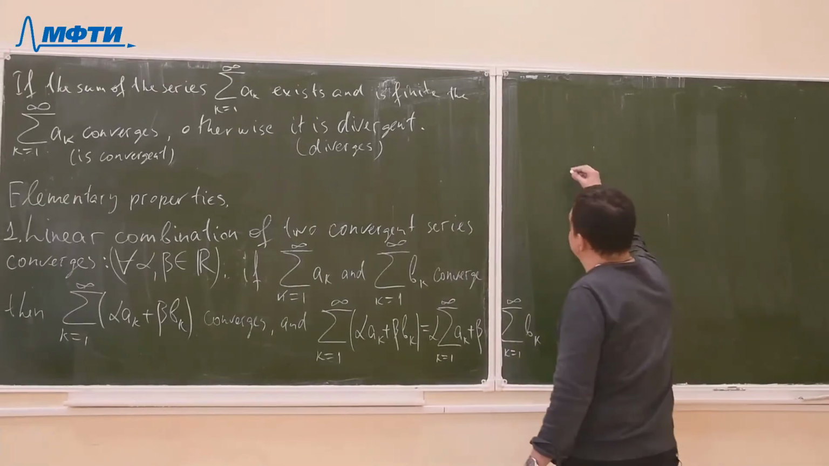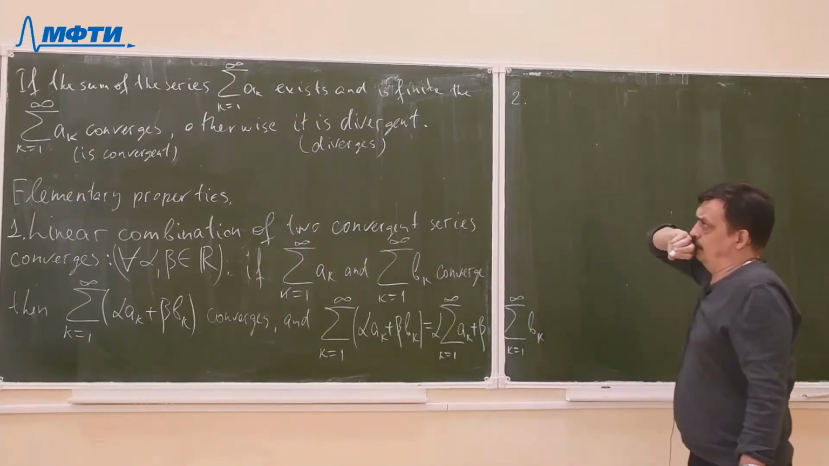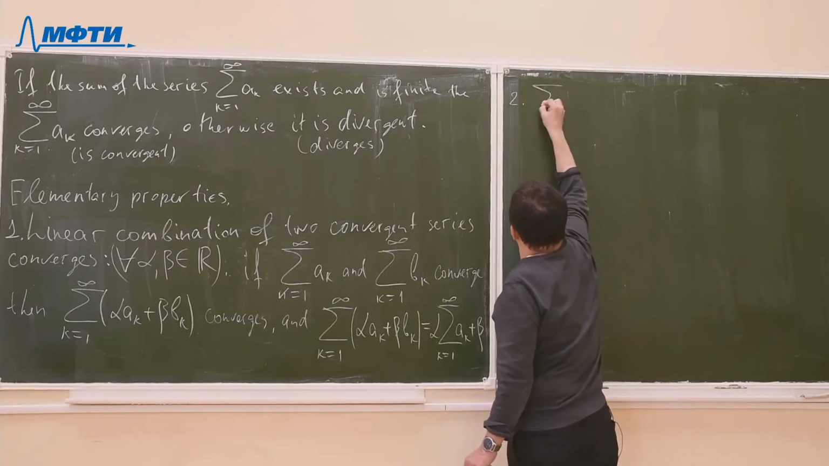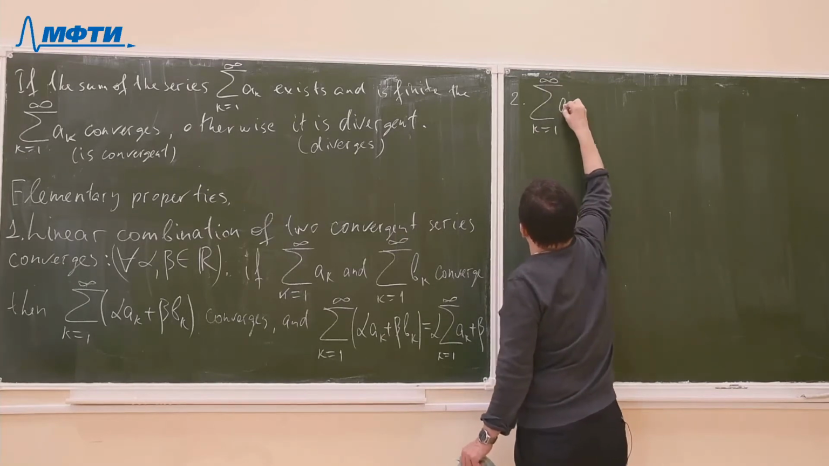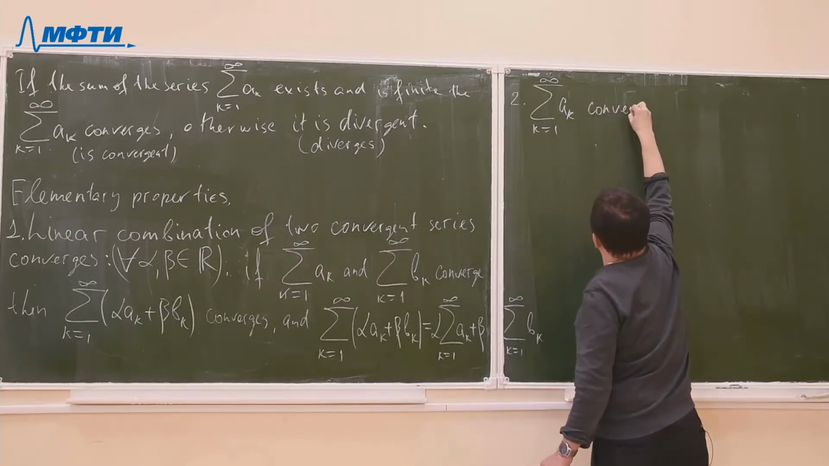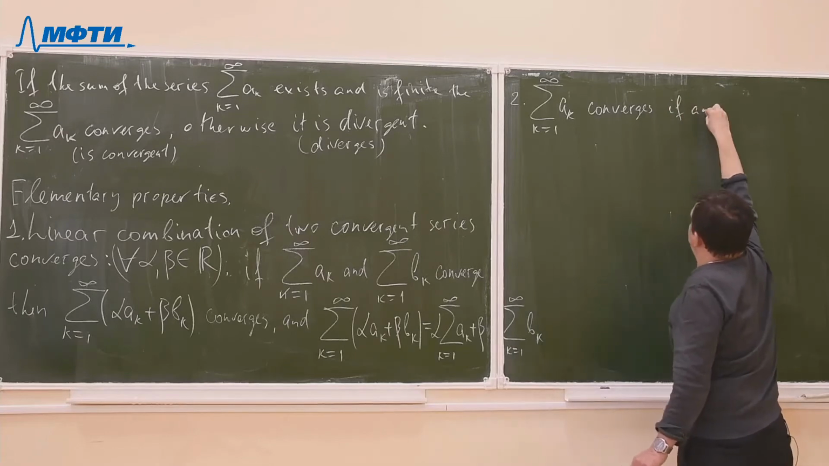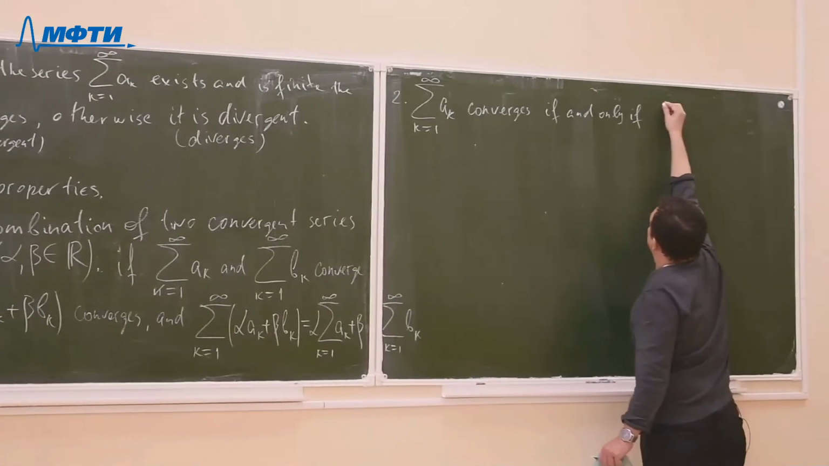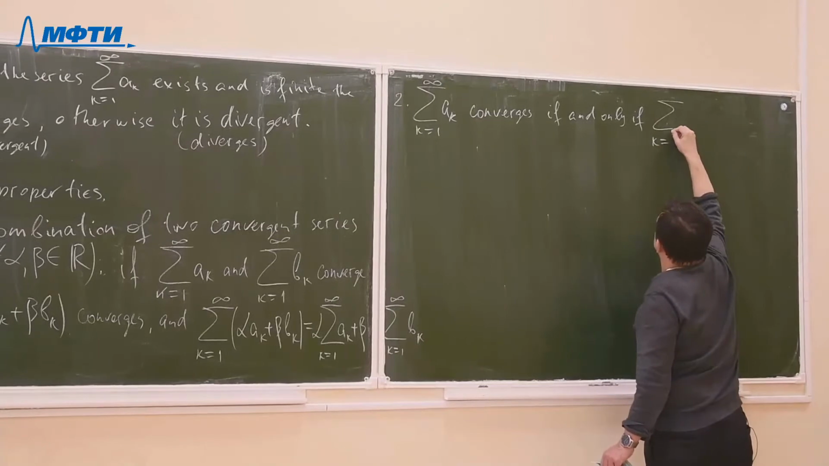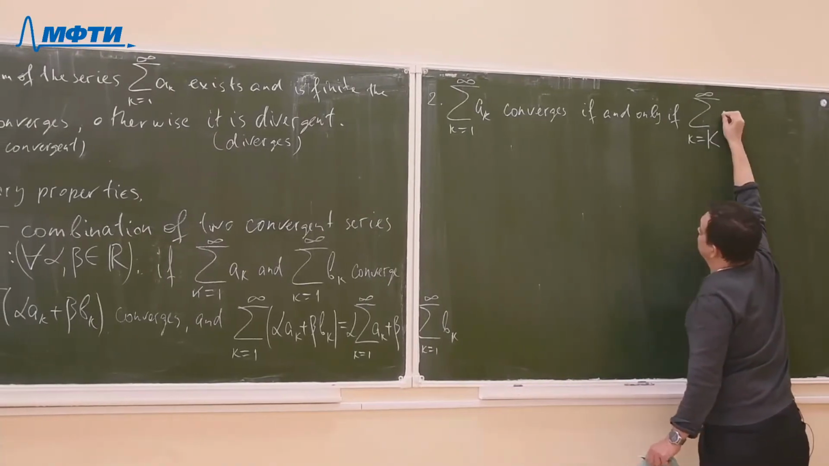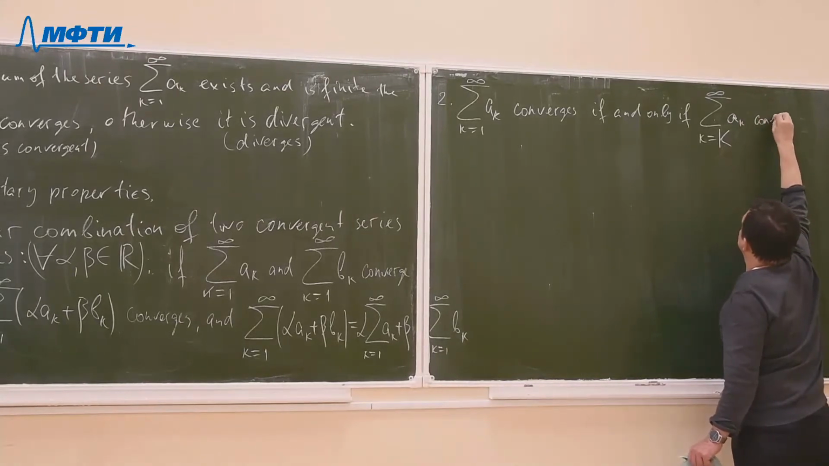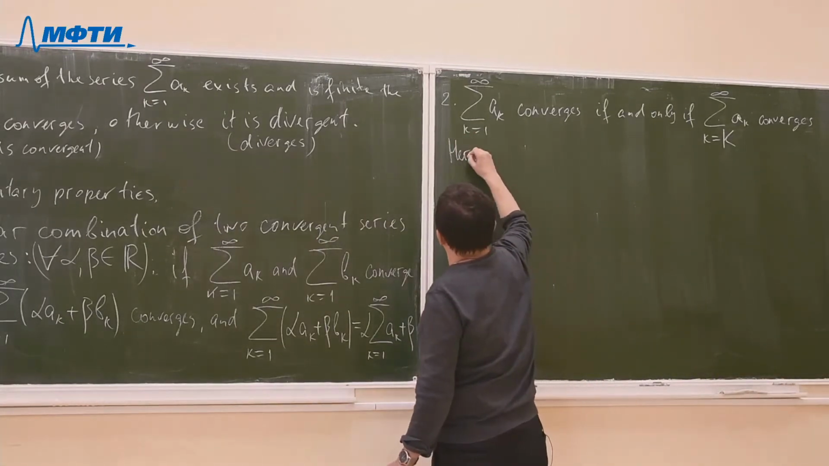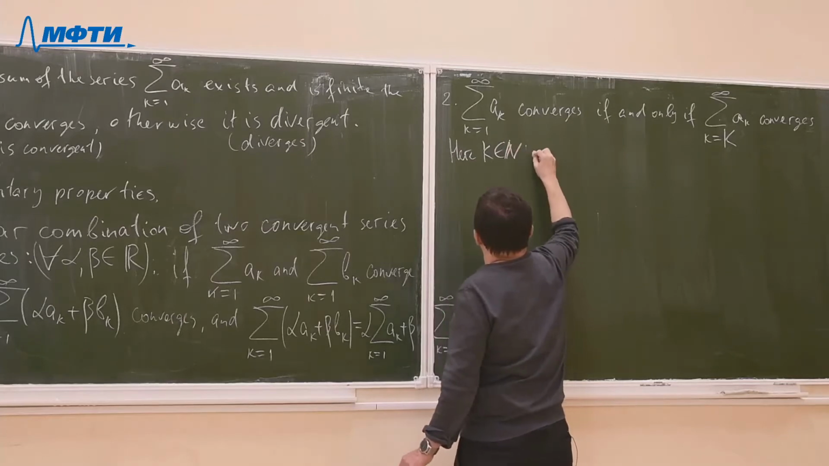And second, the series sum for k from 1 up to infinity of ak converges if and only if the series sum for k from, let's say, capital K up to infinity of ak converges. Here, capital K is arbitrary.